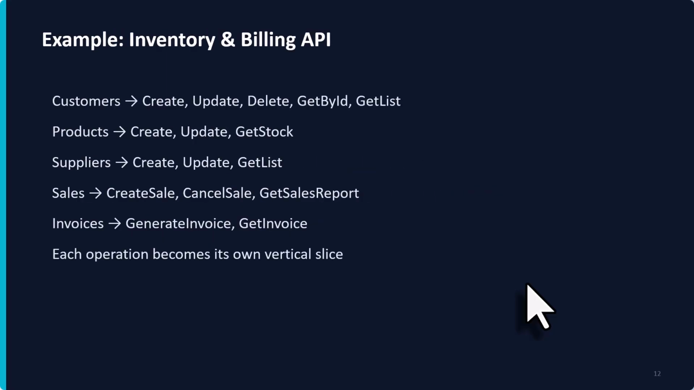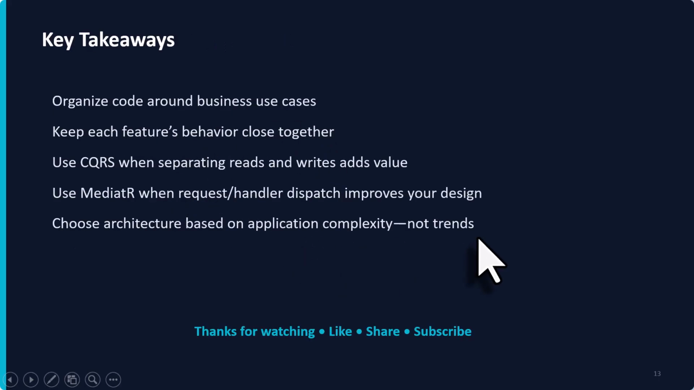Here is an example of an inventory and billing API, just an example of how it goes. Customers is one feature, products is one feature, suppliers is another feature, and then sales and invoices. These are the features, and we can put all the CQRS commands and files here. Each operation becomes its own vertical slice.